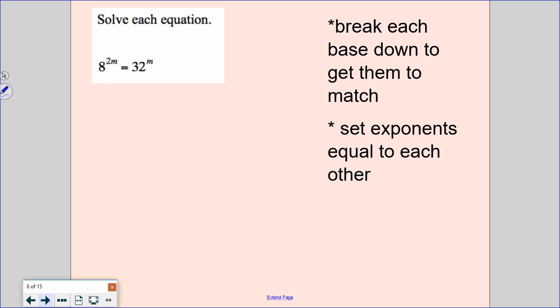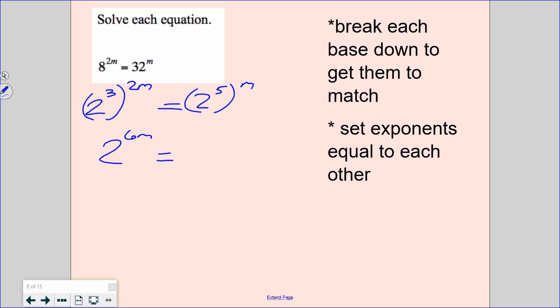Can I rewrite 32 as a power of 8? 8 squared is 64, so that's too much. You can rewrite them as 2. 8 is the same as 2 to what power? Third. So 2 to the third with the 2m on the outside. 32 is 2 to what power? Fifth. So I'm going to rewrite 32 as 2 to the 5th raised to the m. Power to a power we multiply. So I have 2 to the 6m equals 2 to the 5m.